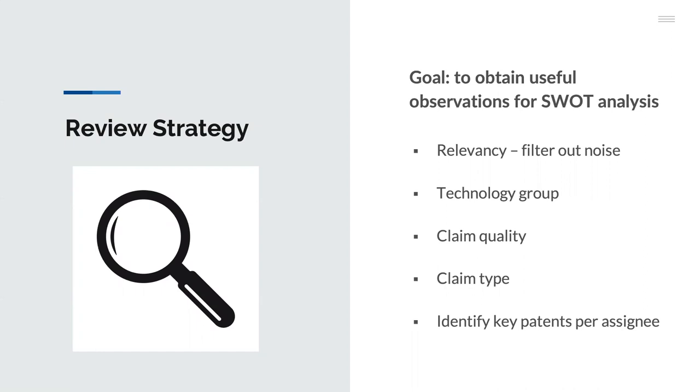Oh, I agree. I think that should always be the first step. And it's listed here as relevancy and filtering out the noise. Because like you said, no search is going to be perfect. No search is going to capture only the type of patents you want. So a quick tagging for relevancy of a patent can really help filter out the noise. And that really helps because if you have a lot of non-relevant information, it could adversely impact the analysis that you're doing because you're not really getting the quality of information you need to do the SWOT analysis.